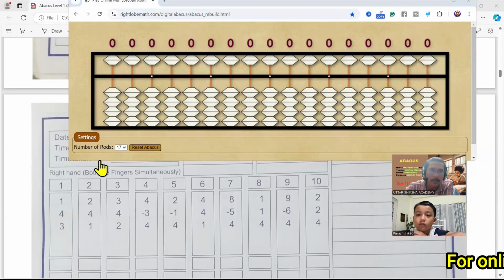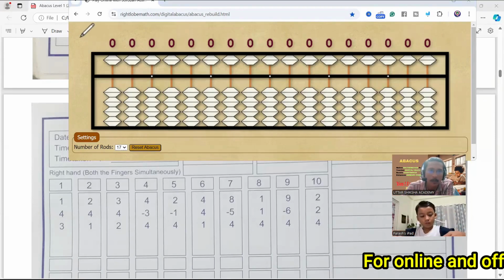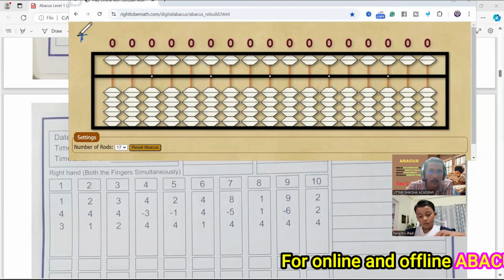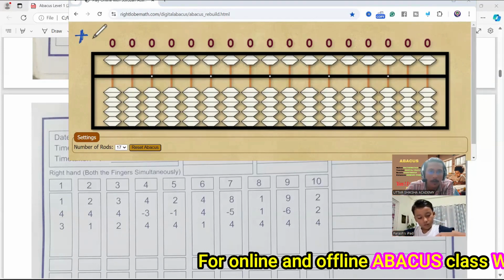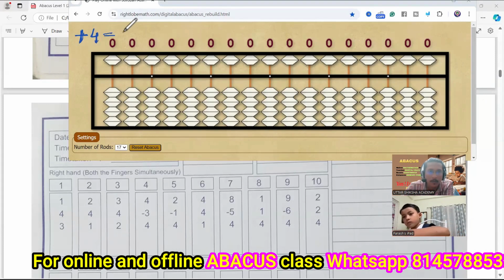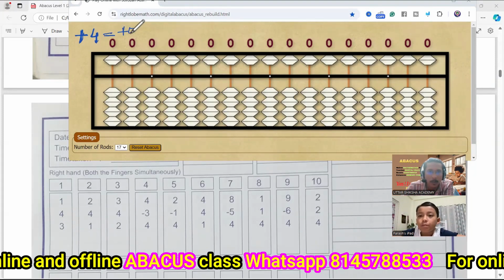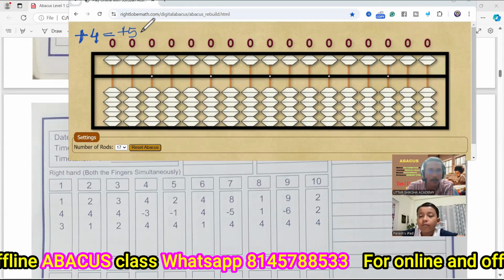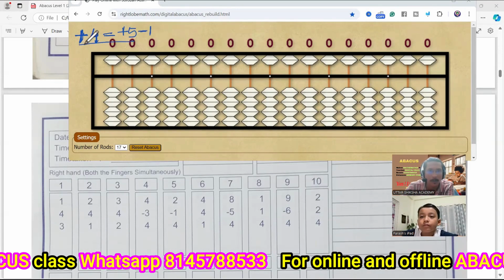And today's lesson is about plus 4 using small friend. So plus 4 is equal to, how to do plus 4? This is plus 5, plus 5 minus 1. Remember minus this. Okay, we will use this technique today.